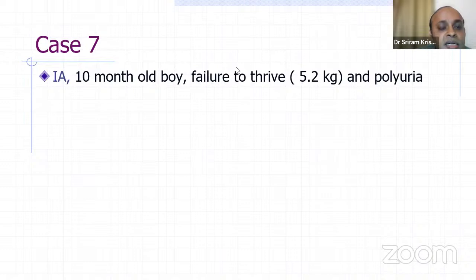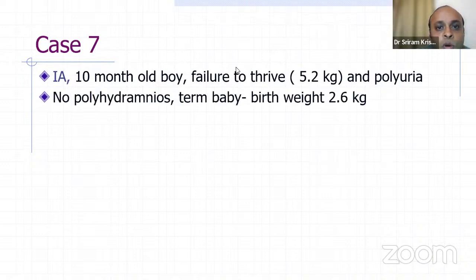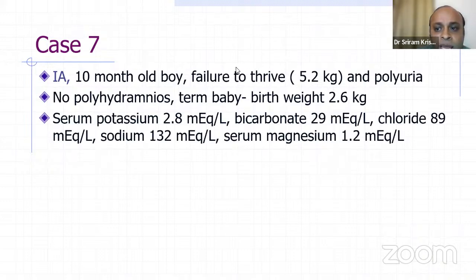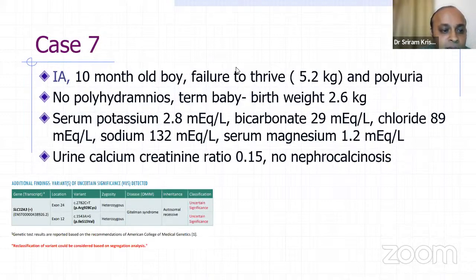My last case is a 10-month-old boy who presented with failure to thrive and polyuria, no polyhydramnios, a term baby weighing 2.6. So he has failure to thrive, hypokalemic metabolic alkalosis with hypochloremia and hypomagnesemia. So what would you think? We thought this is possibly a Bartter, but we have actually got a Gitelman.